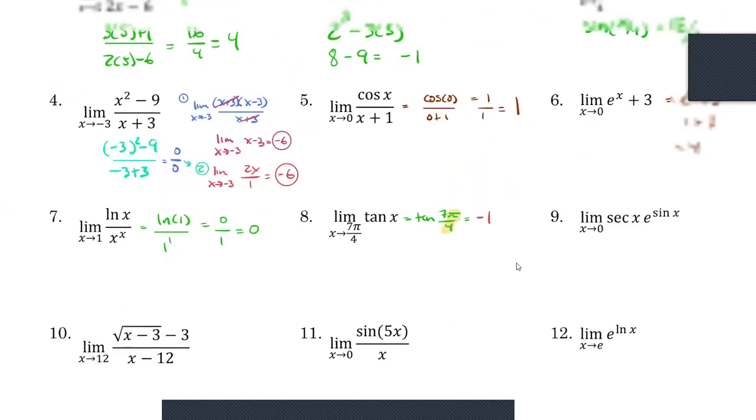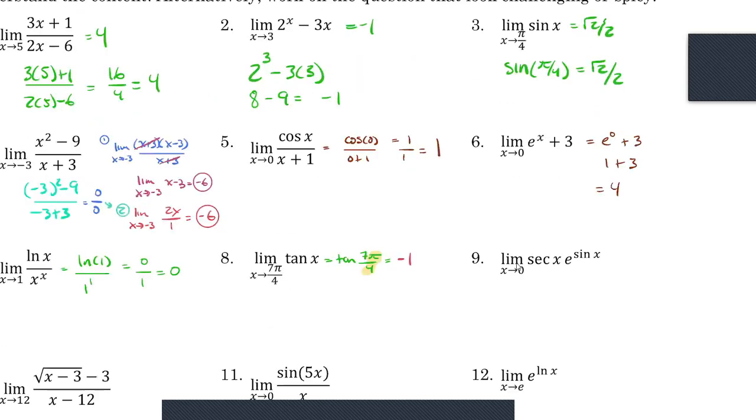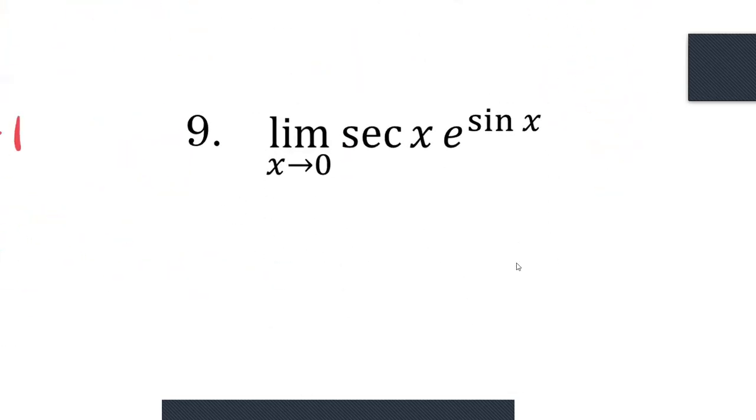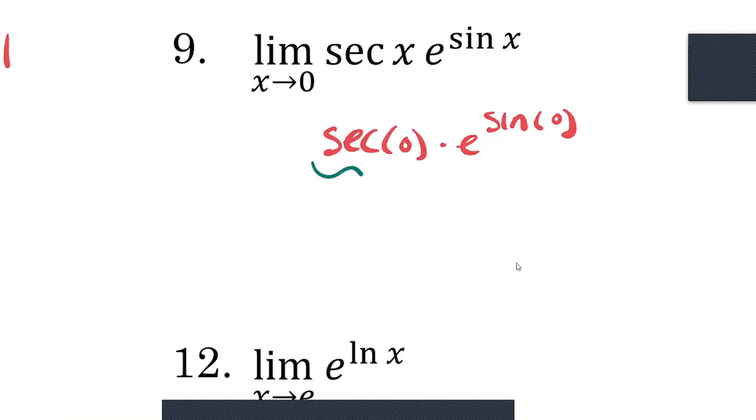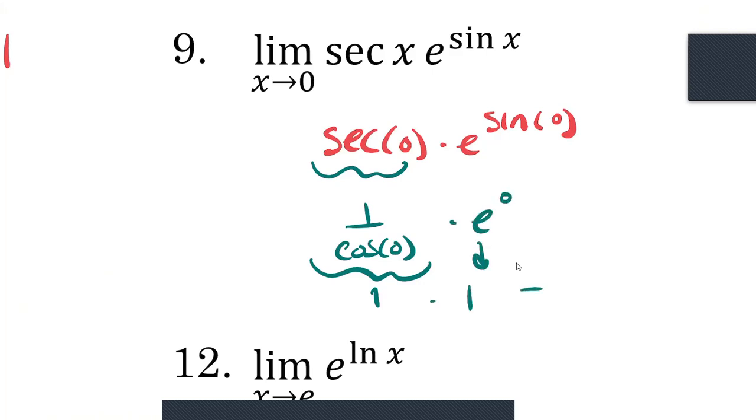All right, so I'm going to come back. What do we got? 21. I'll go to 11 here. We'll split it half and half. So as x approaches 0, we have the secant of 0 times e to the sine of 0. The secant of 0, just in case you forget, is 1 over the cosine of 0, which is 1. E to the sine of 0. Sine of 0 is 0. So this is like e to the 0, which is also 1. So this thing would be a limit of 1.